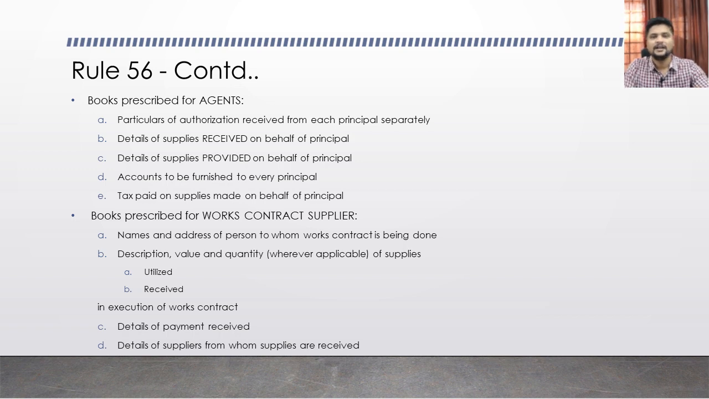I told you that he has to maintain the names and addresses of the customer as well as the names and addresses of the supplier from whom the supplies are received. Why? Because he is answerable to the customer as well. If the customer asks the works contractor from where the supplies are received, from where the goods are purchased, he is answerable to the customer. Similarly, the GST Act also mandates the works contractor to maintain those details as separate documentation as required by the rules.